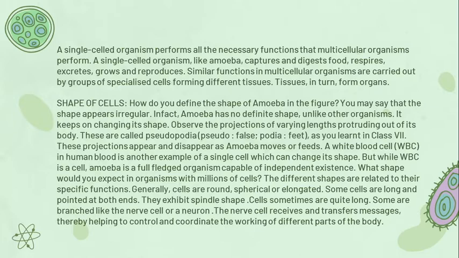So here we have learned that some cells are rounded, spherical, or elongated, some are long, some are pointed at the edges, some are spindle shaped, and some are branch like nerve cells or neurons. Nerve cells receive and transfer messages which help to control and coordinate the working of different parts of the body.